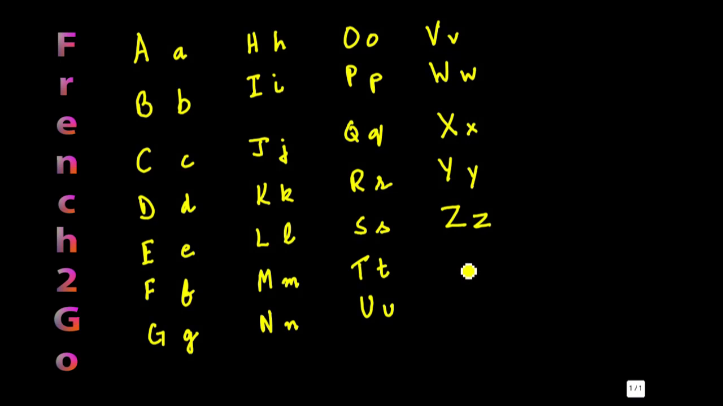And finally, we have the accents. There's accent aigu, there's accent grave, which is the same as aigu except it's on the other side. And then there's accent circonflexe, which is this one here. So accent aigu, accent grave, accent circonflexe.